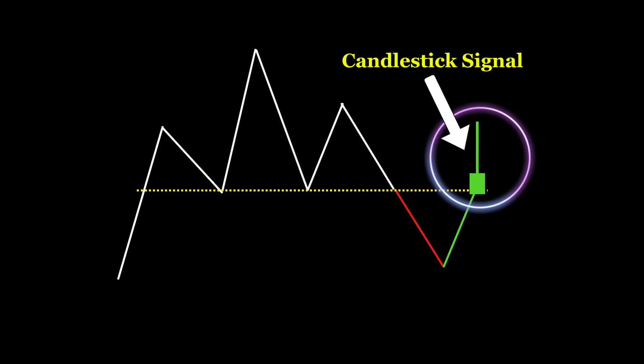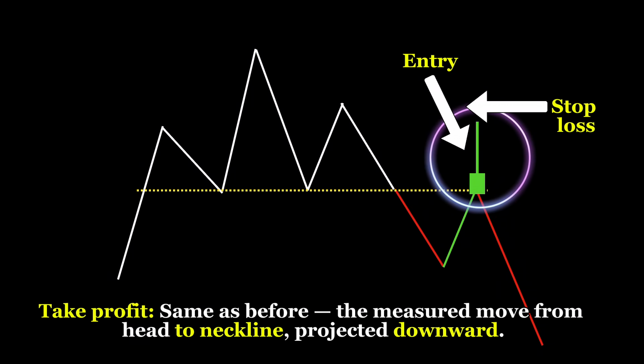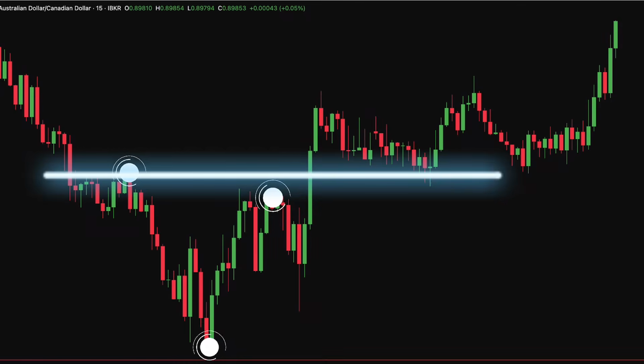Once rejection is confirmed, you enter short. Stop loss, just above the neckline or above the right shoulder. Take profit, the next major level. Same concept, flipped for a bullish setup.